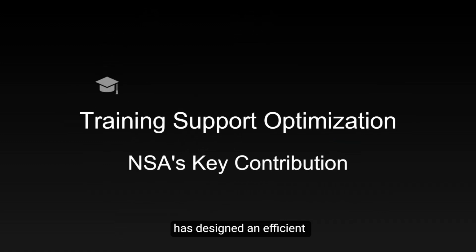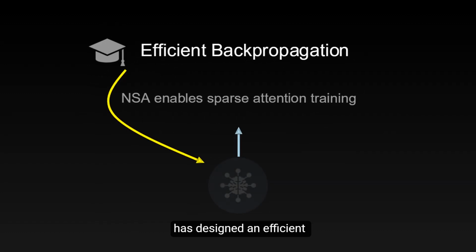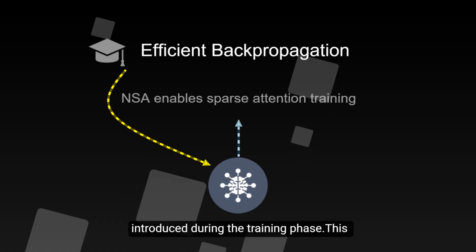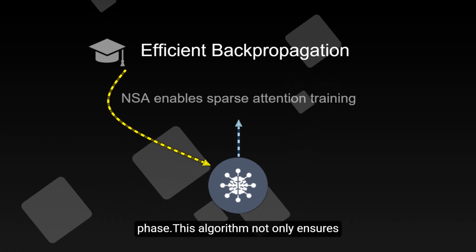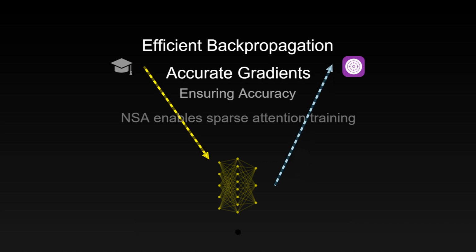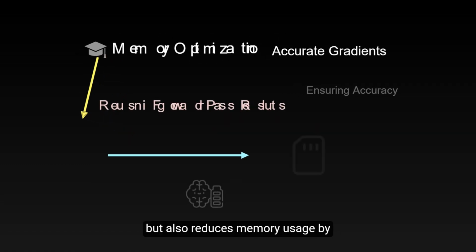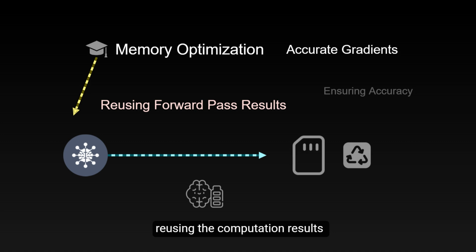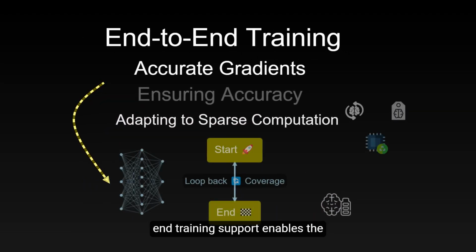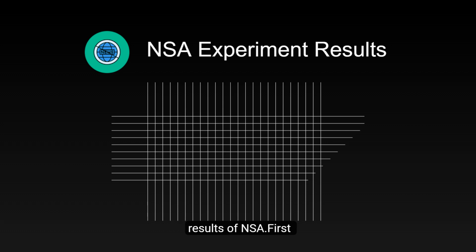Finally, the optimization of training support. NSA has designed an efficient backpropagation algorithm, allowing sparse attention to be introduced during the training phase. This algorithm not only ensures the accuracy of gradient computation, but also reduces memory usage by reusing the computation results from the forward pass. This end-to-end training support enables the model to better adapt to the sparse computation mode. Let's take a detailed look at the experimental results of NSA.